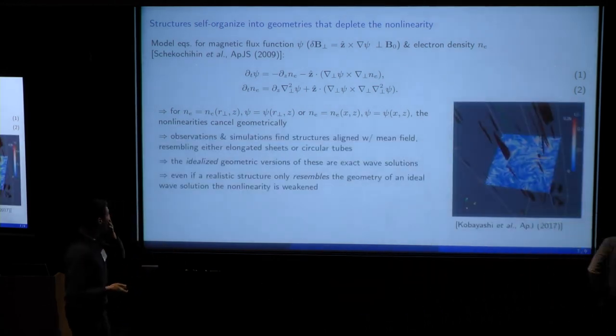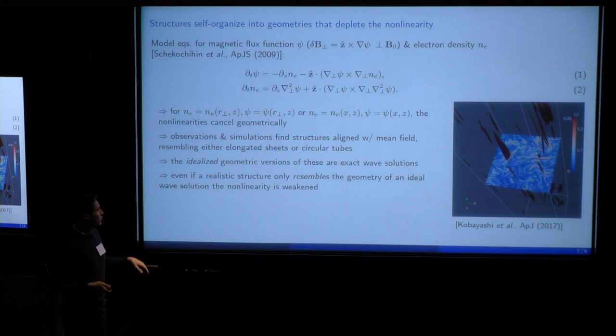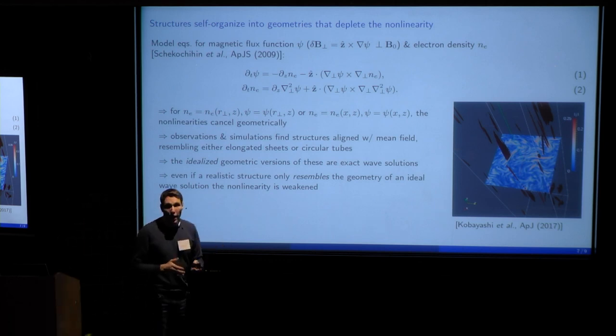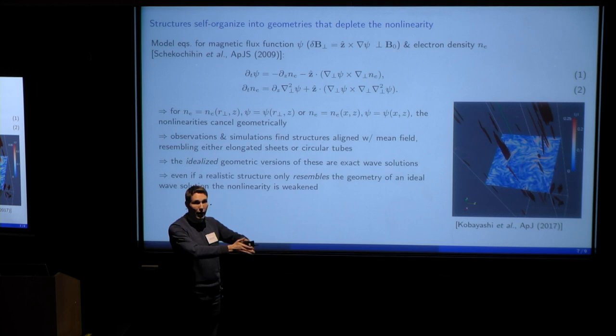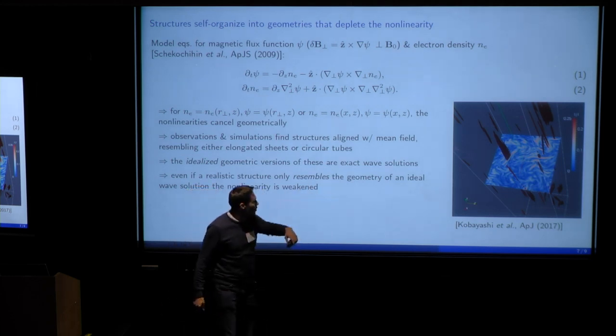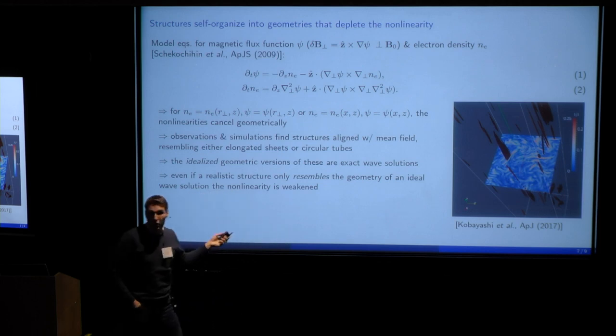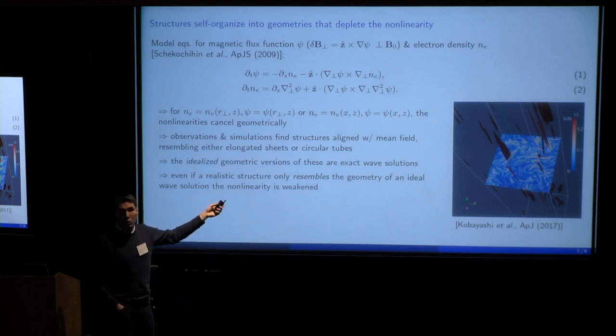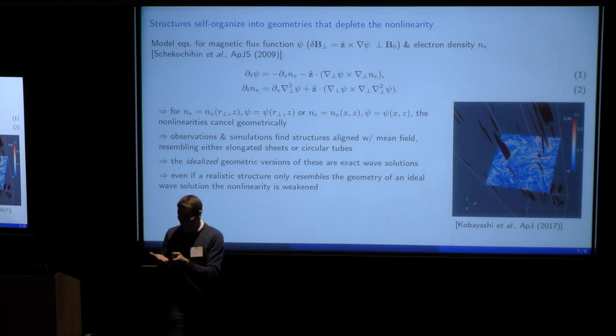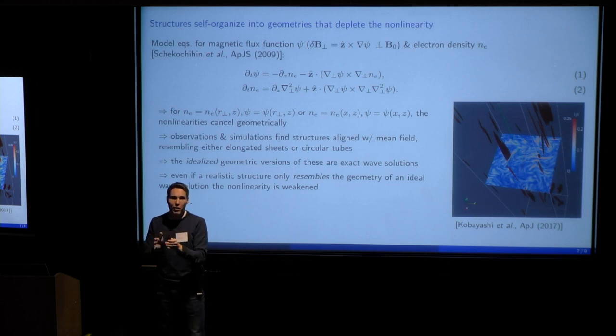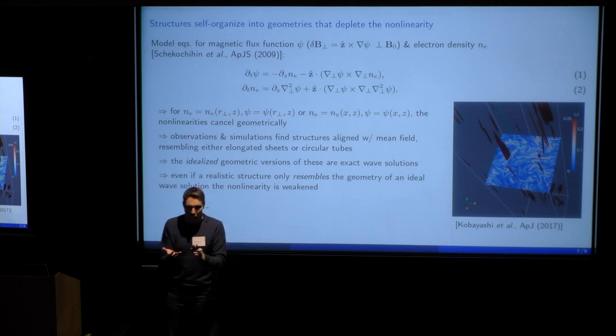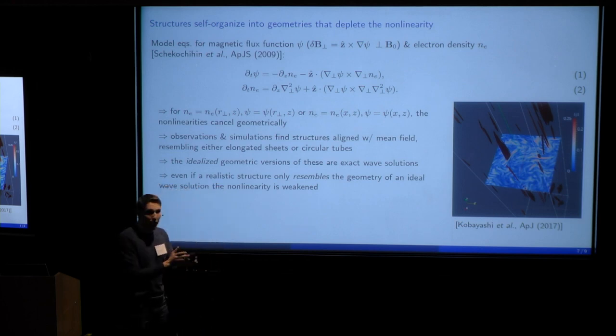And interestingly, simulations and observations find structures that resemble elongated sheets or circular tubes. Here's an example from a simulation on the right. So the idealized versions of these structures would be exact wave solutions because the nonlinearities cancel geometrically. Of course, in a turbulent system, you can never realize such ideal structures, so there's probably going to be some misalignment, but still, on average, there's probably some cancellation or weakening of nonlinearity.